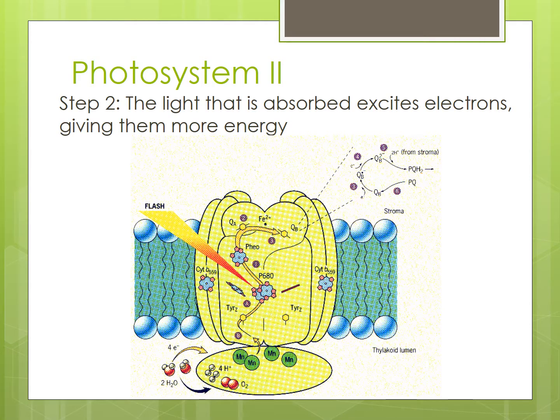Step 2. That energy from the light is absorbed by the electrons, giving them more energy. They can do work now. They're highly excited. They're moving quickly. So we've got an excited electron. Yay, I can do work. That electron's ready to do stuff now.